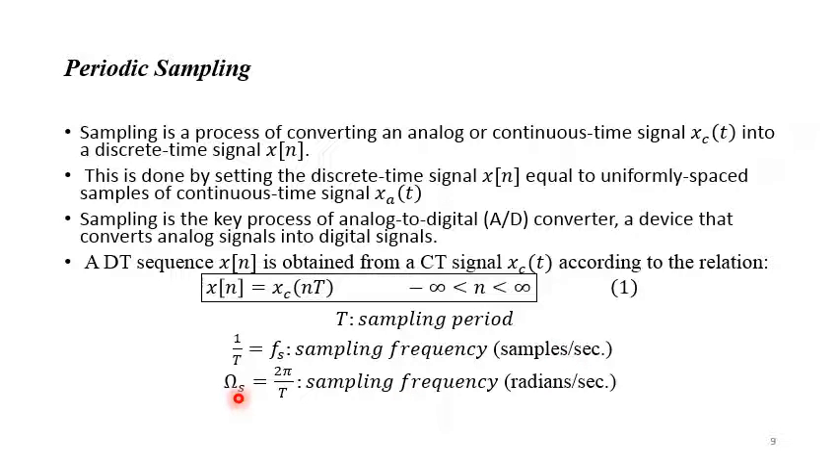We can also take another sampling frequency. This is the linear frequency, and this is the non-linear frequency, also called the angular frequency. Here the relationship between the frequency omega_s and the sampling period T is 2 pi by T, or the product of omega_s times T equals 2 pi. Whereas for the linear case, the product of fs times T equals 1.